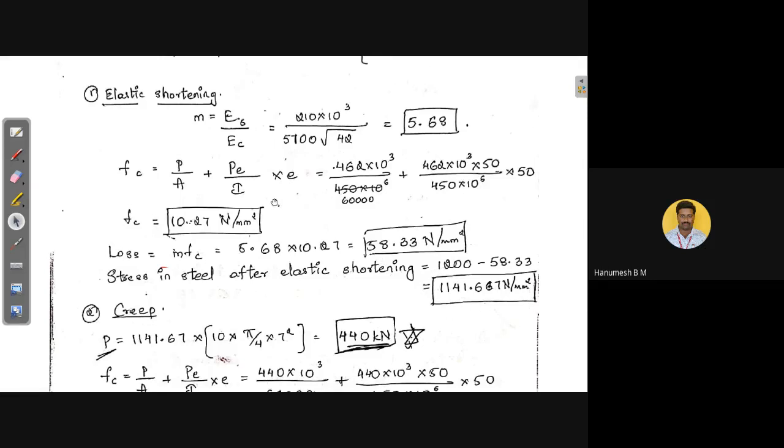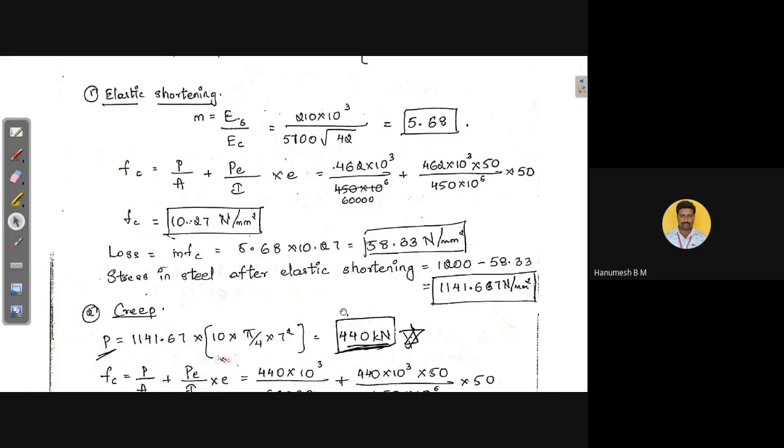Initially we took the stress in the concrete at 1200 Newton per mm square. Now we are not going to concentrate on this 1200 Newton per mm square, because from this total amount of stress we need to subtract the loss due to elastic shortening. That is, due to elastic shortening the loss is equal to 58.33 Newton per mm square. Now we have to subtract this quantity of loss, 1200 minus 58.33, which is equal to 1141.67 Newton per mm square. This is the stress in the steel. Now we have to take this one as the base.